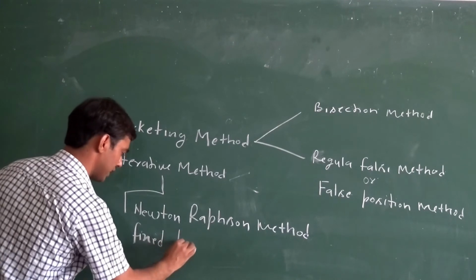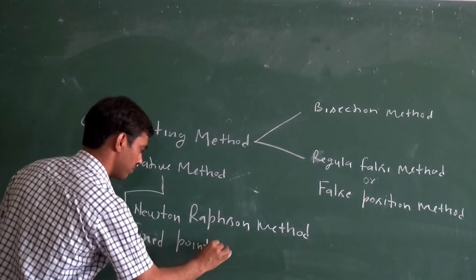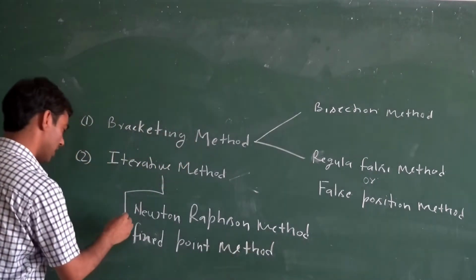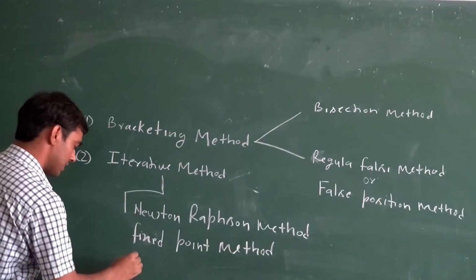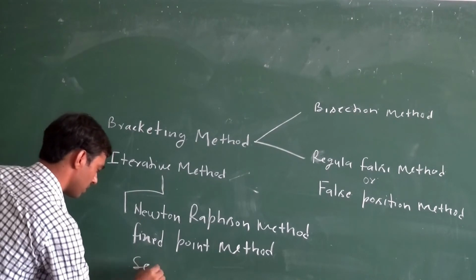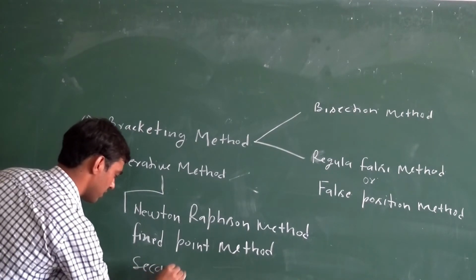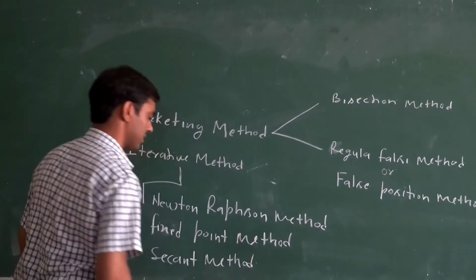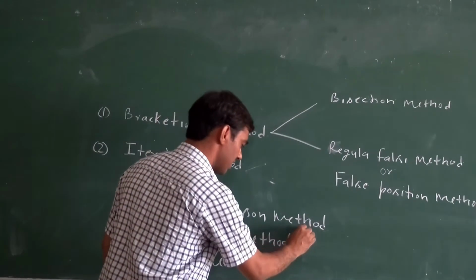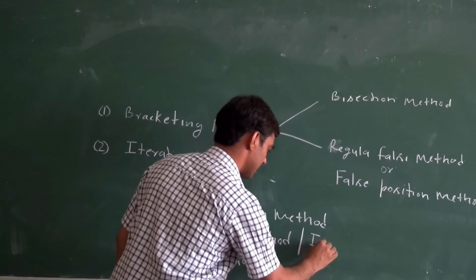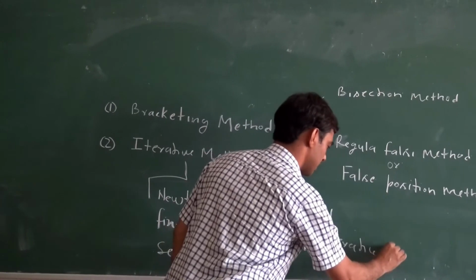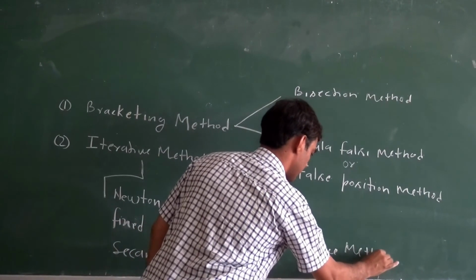Fixed point method. And another one is the secant method. And the fixed point method is also known as an iterative method.